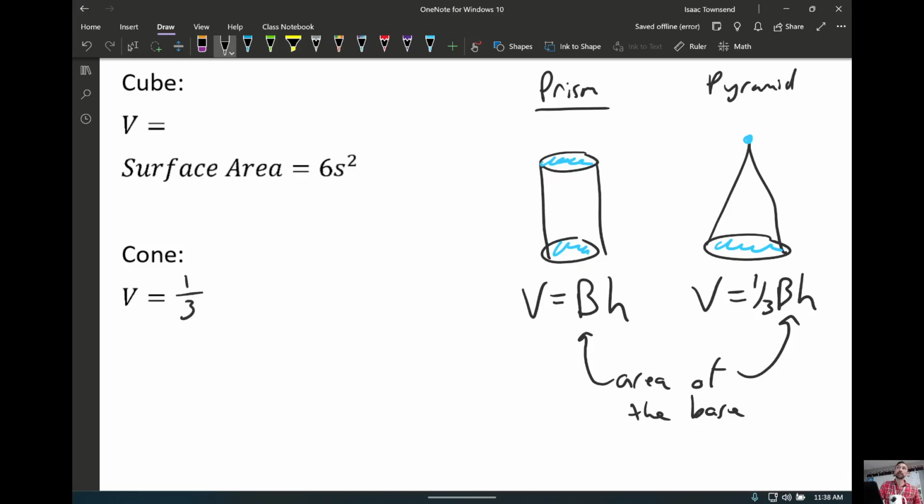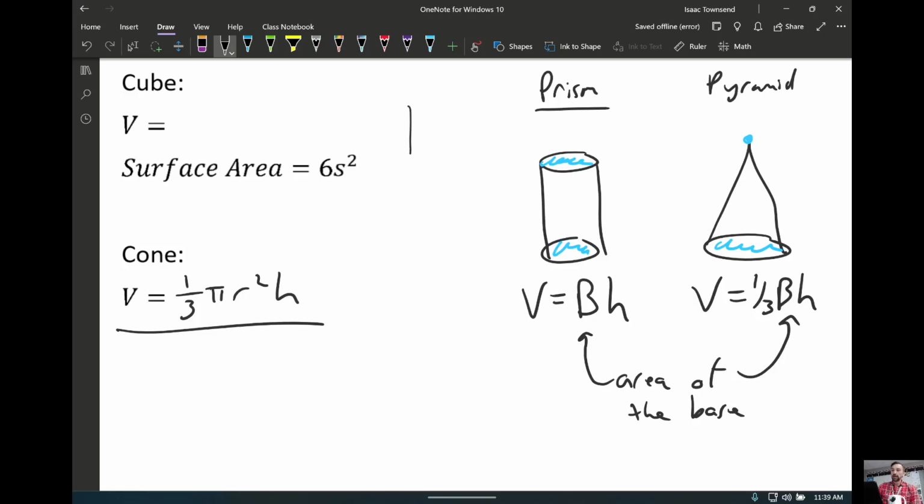And what would the area of the base be for a cone? What shape is the base? What's the area of a circle? Pi r squared. And then times h. So to me, I don't really memorize that. I know it's area of the base times the height, if it's got two bases, times a third, if it's only got one base. So one third area of the base was a circle, pi r squared times the height.